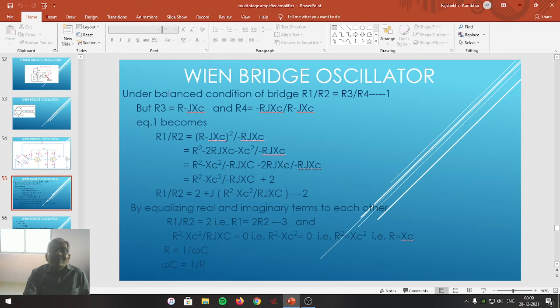Rjxc cancels, minus minus becomes plus, it becomes plus 2, whereas this term remains as it is, that is R square minus x square c upon minus Rjxc plus 2. So its value comes to be 2 because this Rjxc cancels, minus minus becomes plus. Therefore, you can write it R1 upon R2 is equal to 2 plus j into R square minus x square c upon Rjxc.